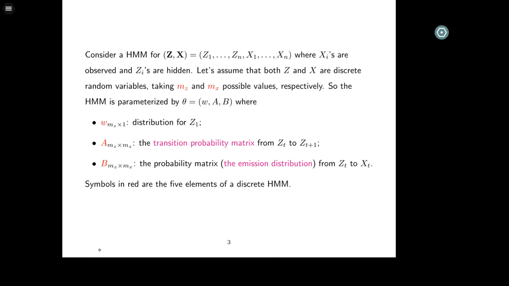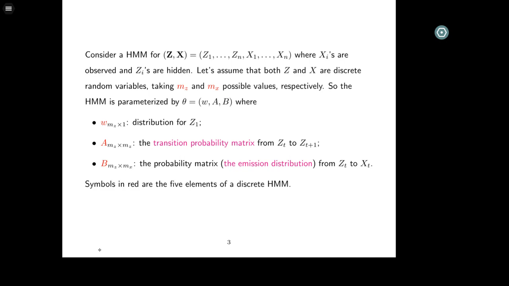Same as the k value in a mixture model. And m sub x is the number of values x takes, okay? So you can think of z as a discrete random variable taking values from 1 to m sub z, and x as another set of discrete random variables taking values from 1 to m sub x. And how are we going to specify a hidden Markov model? In addition to those ranges of values for z and x, we have to specify a probability distribution over z1, how you generate the first hidden state, and then the transition probability matrix from zt to zt plus 1.